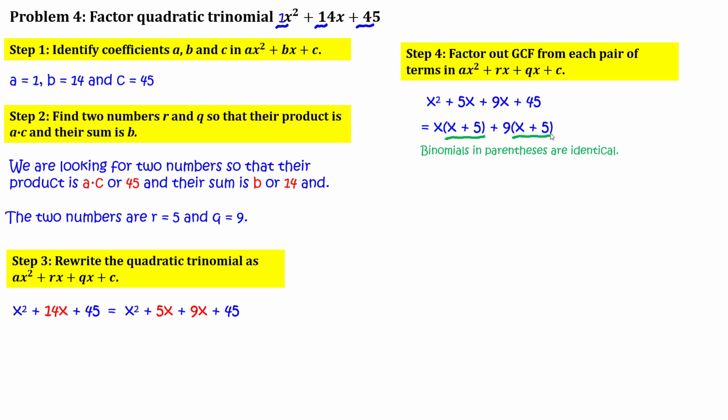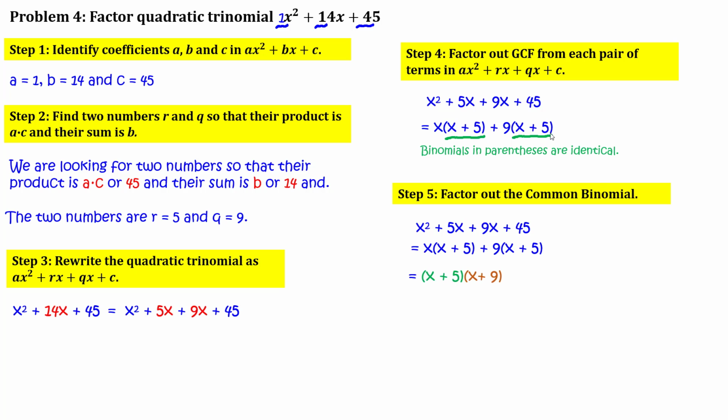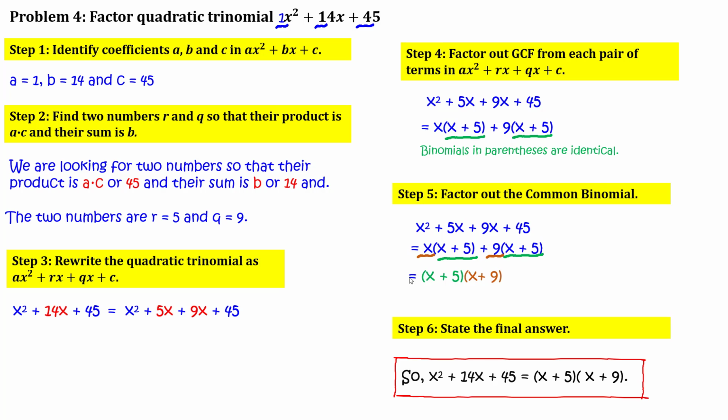And x plus 5 is the same. I want to make sure whatever's left in parentheses is the same. And the next thing I'm going to do is factor out the x plus 5. So x plus 5 gets factored out, and what's left, or what goes in the second set of parentheses, is what's left behind, the x plus 9. So x squared plus 14x plus 45 is x plus 5 times x plus 9. Okay? And again, you can reverse them. You can write x plus 9 times x plus 5.